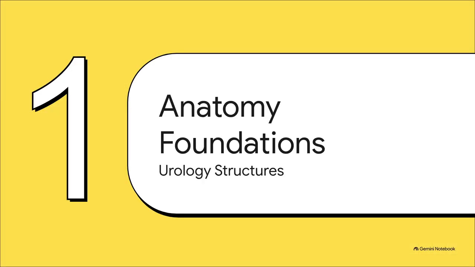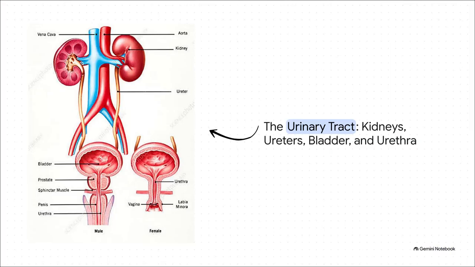Section 1. The Foundations of Urology Anatomy. Before we can even think about assigning a single CPT code, we have to establish exactly where we are in the body. Anatomy dictates absolutely everything here. The urinary tract is strictly zoned.